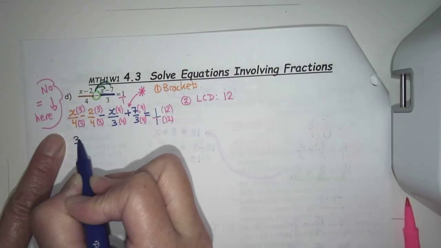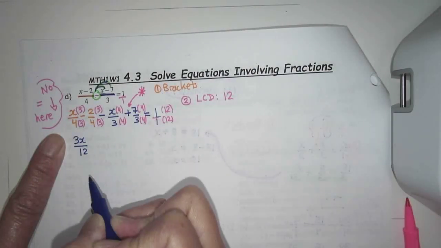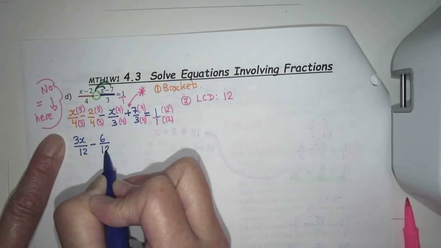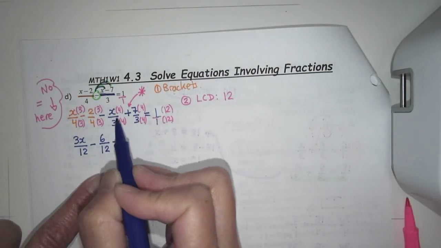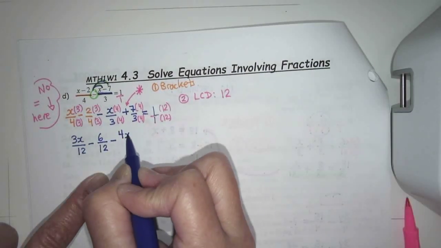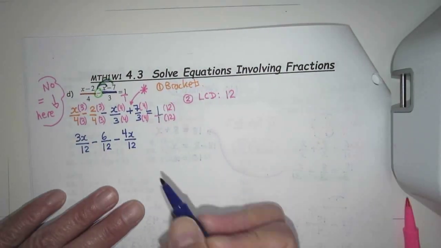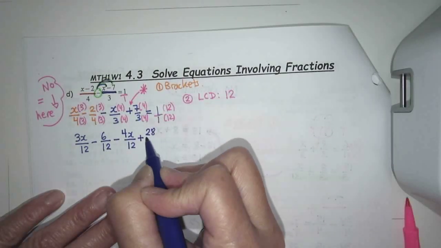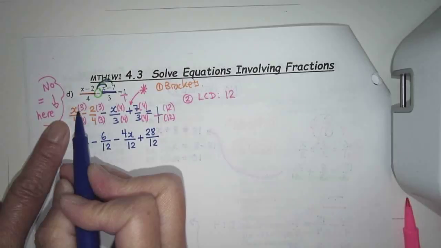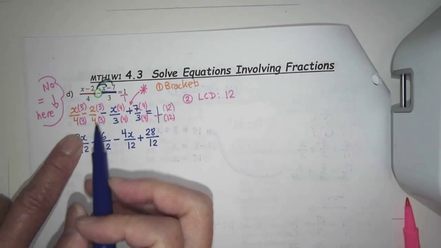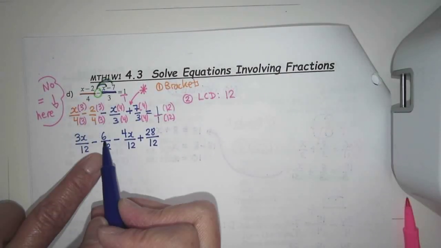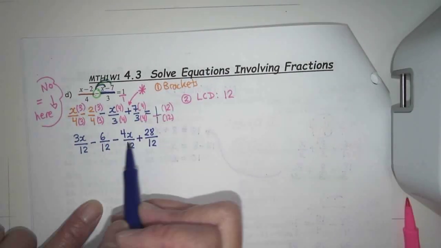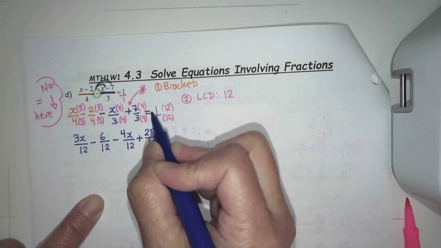We're going to go 3 times x, so I get 3x over 12. This is 2 times 3, so minus 6 over 12. Minus 4 times x, so 4x over 12. Plus, and now 4 times 7, 28 over 12. So one more time. 3 times the x gets me 3x over 12. 2 times the 3, 6. 4 times the x, negative 4x. 4 times the 7, 28. Each one of them are over 12 equals.